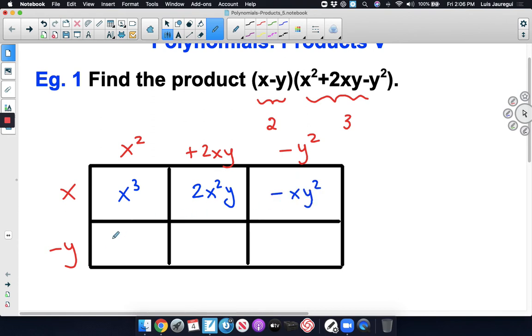Then we proceed to these other sections here. We have negative y times x squared. So that's negative x squared y. I'm going to keep everything alphabetical. Then we have negative y times positive 2xy. So that's just negative 2xy squared. Notice that there's an implicit 1 exponent here and an implicit 1 exponent here. So we keep the y base and we add up the exponents. So 1 plus 1 gives you the 2. And lastly, we have negative times a negative becomes a positive, and y times y squared becomes y cubed.